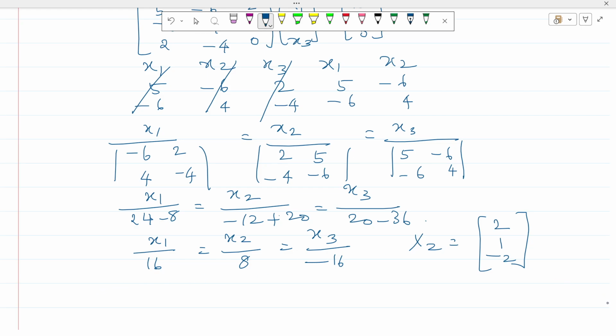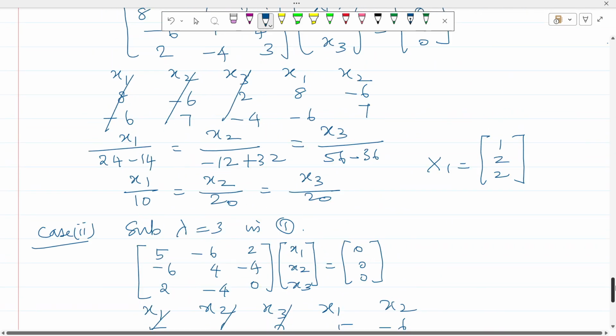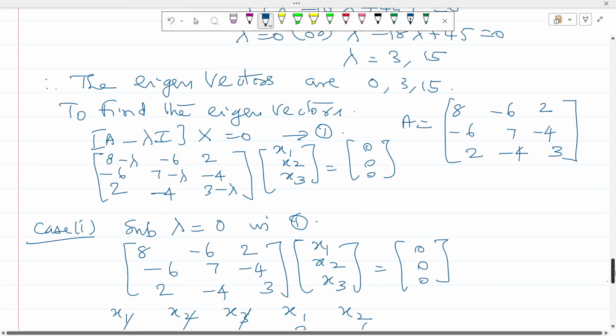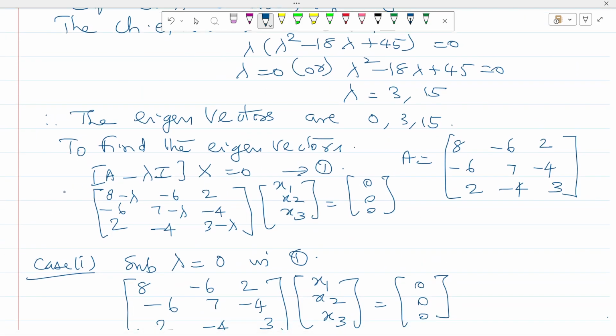But when you are solving, what are the things you have to be very careful about? The first thing is you have to write this equation properly.